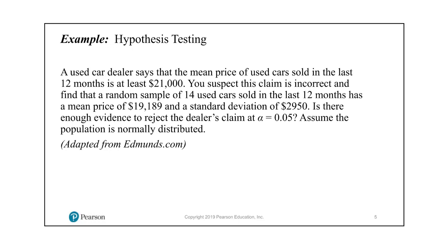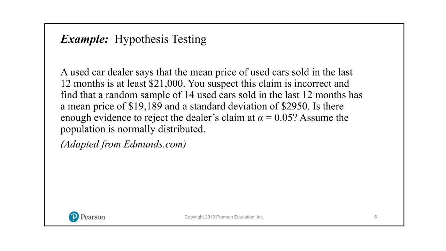So let's look at some examples here. A used car dealer says the mean price of used cars sold in the last 12 months is at least $21,000. You suspect the claim is incorrect and find a random sample of 14 used cars sold in the last 12 months has a mean price of $19,189 and a standard deviation of $2950. Is there enough evidence to reject the dealer's claim at alpha equals 0.05? Assume the population is normally distributed.